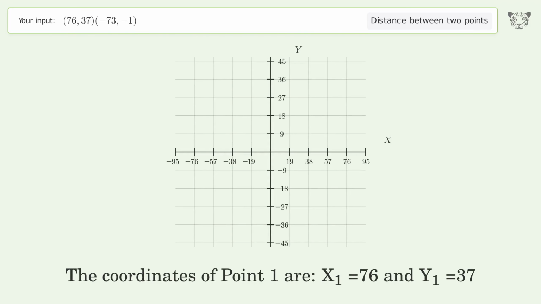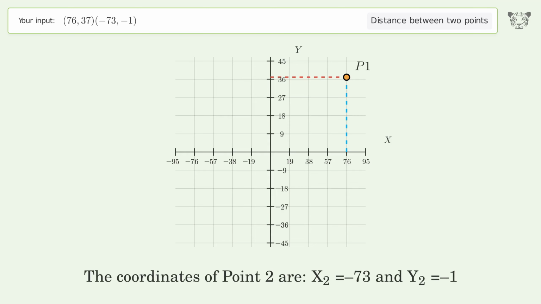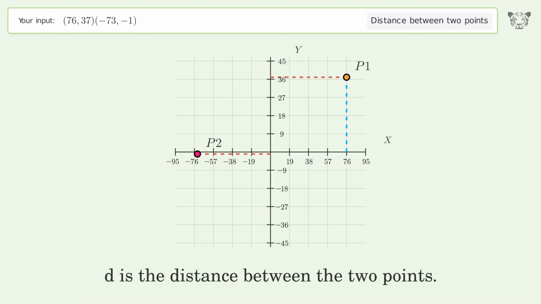The coordinates of point 1 are x1 equals 76 and y1 equals 37. The coordinates of point 2 are x2 equals negative 73 and y2 equals negative 1. D is the distance between the 2 points.